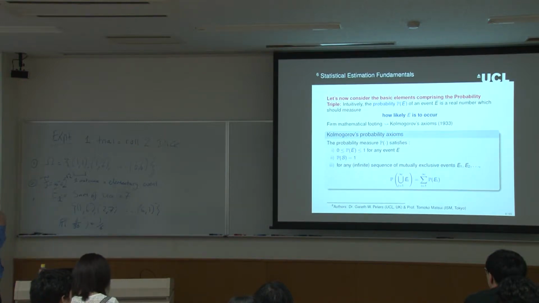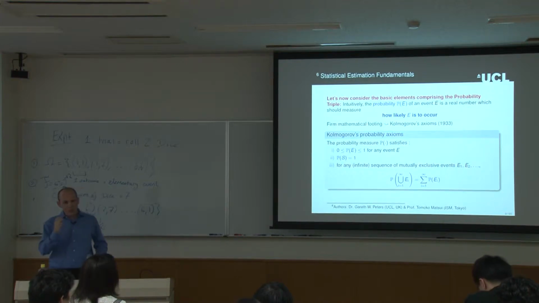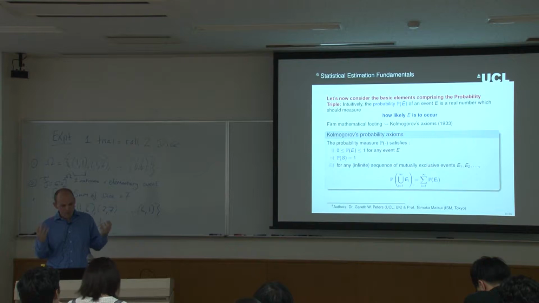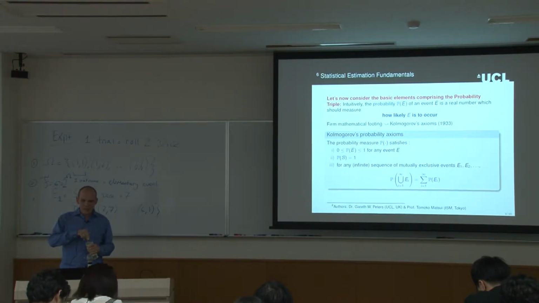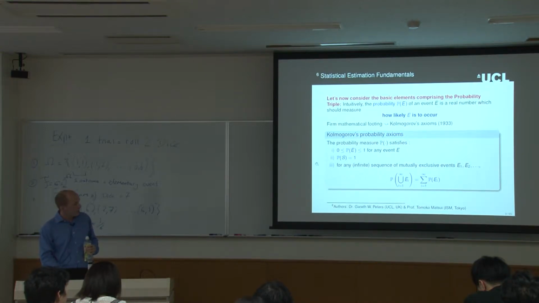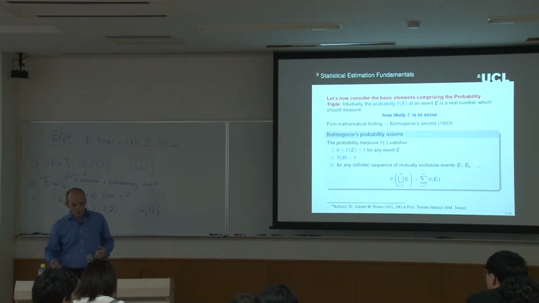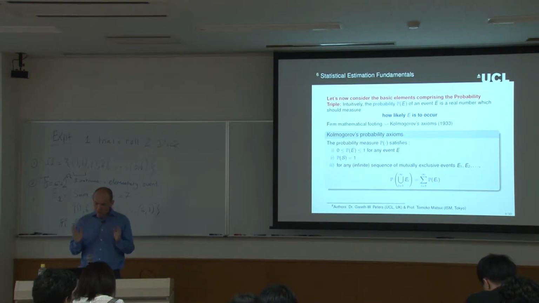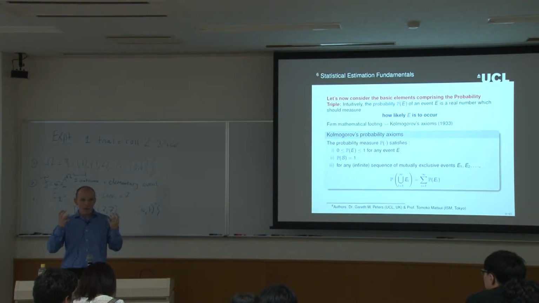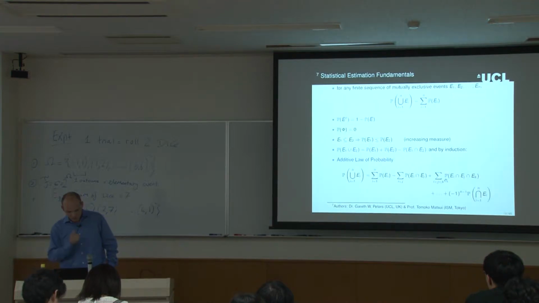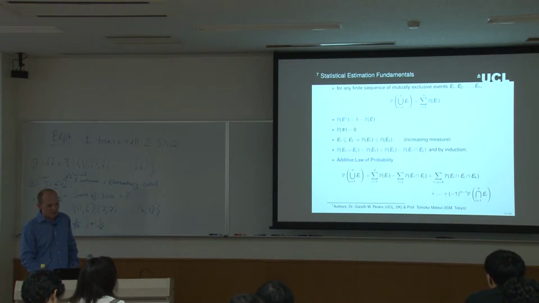Okay, let's consider the basic elements of this probability triple. So intuitively, this probability P of E, probability of event E, should measure how likely this event is to occur. Going back all the way to 1933 with the Kolmogorov axioms. So here we've listed the axioms of his probability measure. Okay. So for any element, you have a probability measure between 0 and 1. The probability of the entire sample space should be equal to 1. Then we have that for any infinite sequence of mutually exclusive events, so that means that event 1 and event 2 can't happen at the same time, the probability of the union is just the sum of the individual probabilities. Okay, infinite sum. And similarly for a finite sequence of mutually exclusive events.